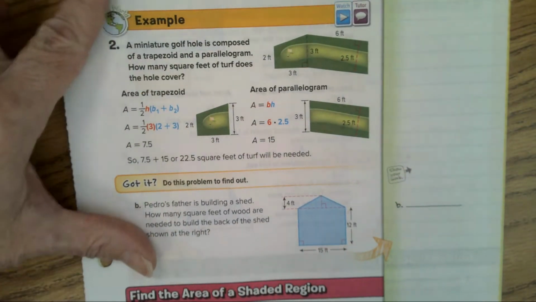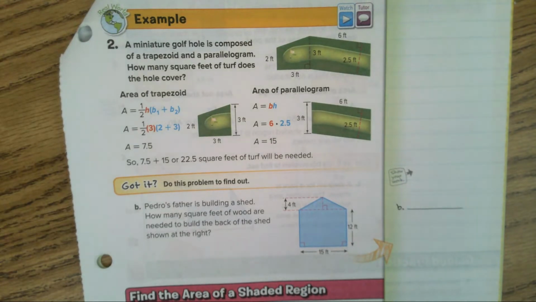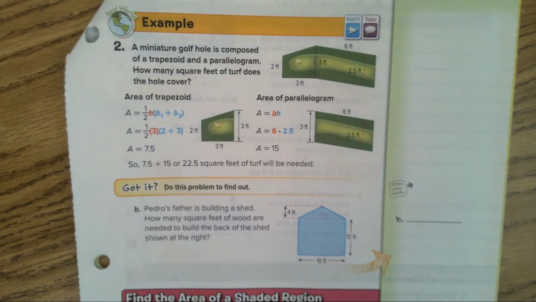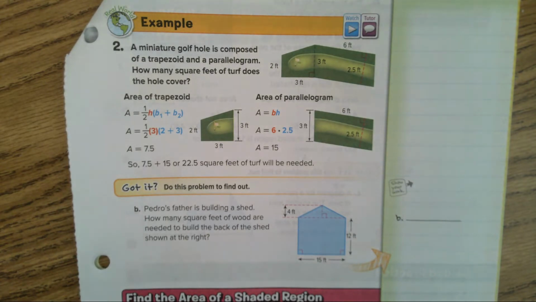Oh, it's a miniature golf course. I didn't know what that picture was of at first. I thought it was pickles. A miniature golf hole is composed of a trapezoid and a parallelogram. How many square feet of turf does the hole cover?